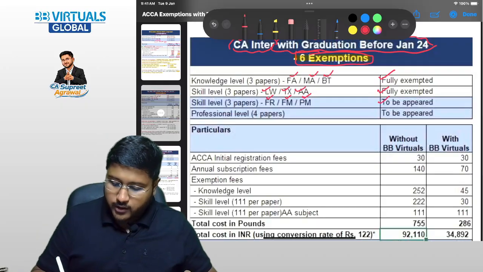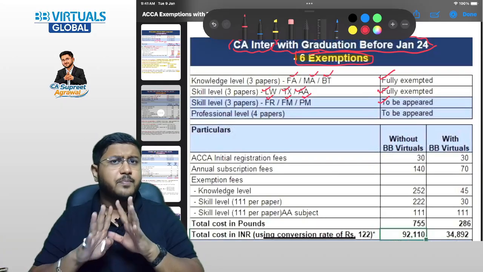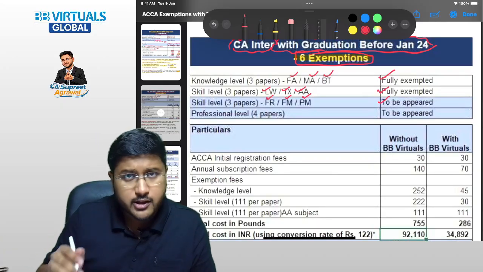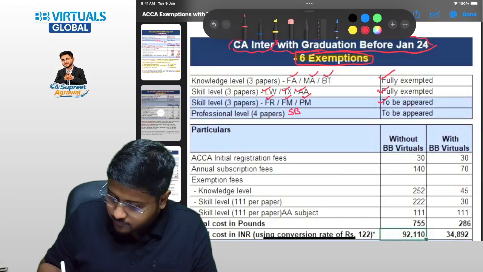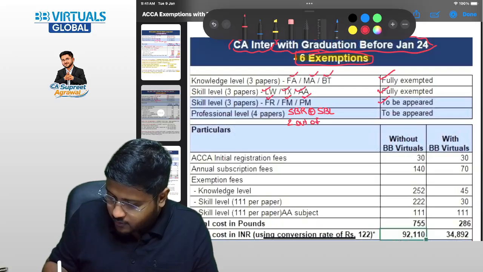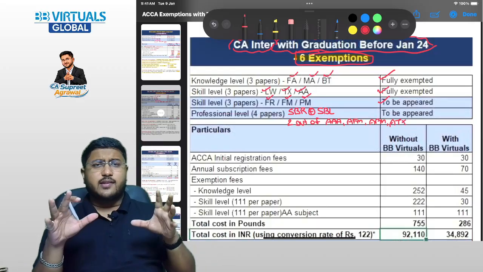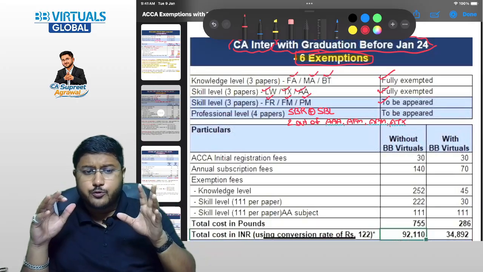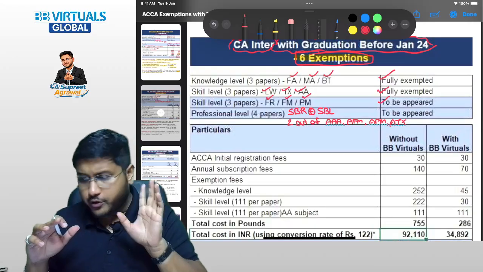These need to be appeared for. And for professional level, again, there are similar 4 papers that you will have to appear for. What are these 4 papers? SBR plus SBL, and 2 out of AAA, AFM, APM, ATX. Okay, so this is how the papers or exemptions would look for you specifically.